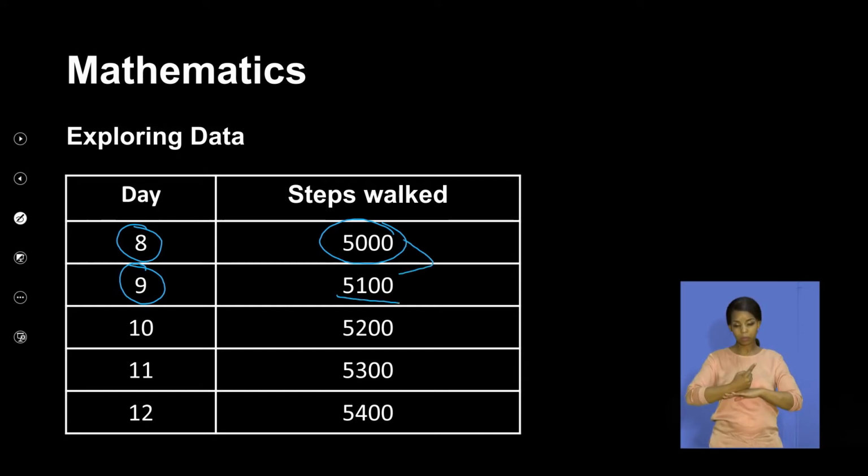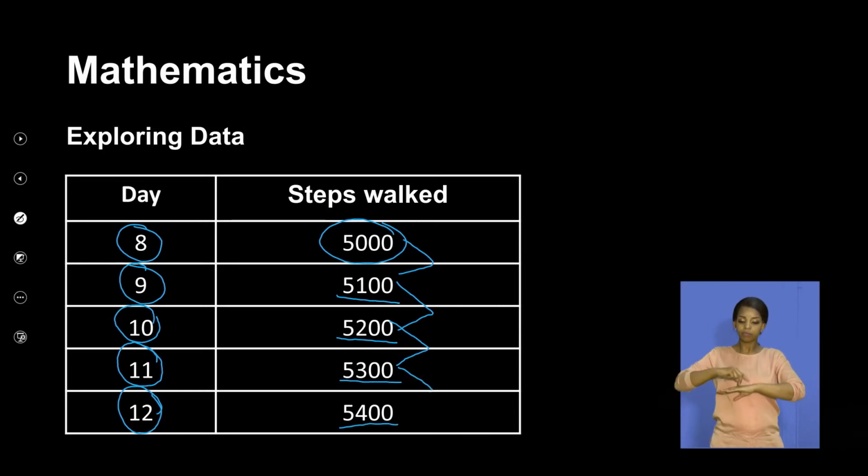Was there a change there? Think about that. On the 10th day, they walk 5,200 steps. Was there a change from the 9th day to the 10th day? Think about that as well. And then on the 11th day, they walk 5,300 steps. Is there a change between day 10 and day 11? And then lastly, on day 12, they walk 5,400. Is there a change there?